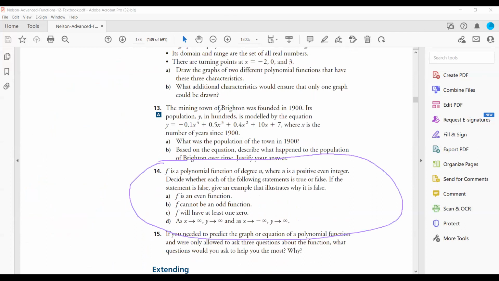F is a polynomial function of degree n, where n is a positive even integer. Decide whether each of the following statements is true or false. If the statement is false, give an example that illustrates why it is false. So, Yasser, please take 5 to 10 minutes to look through this problem, and then we'll discuss it together.